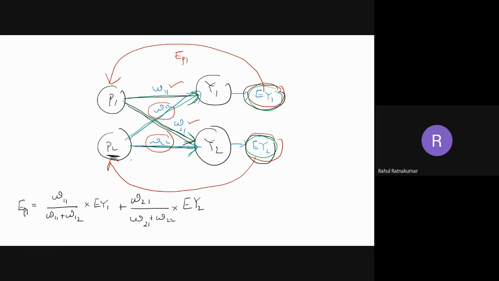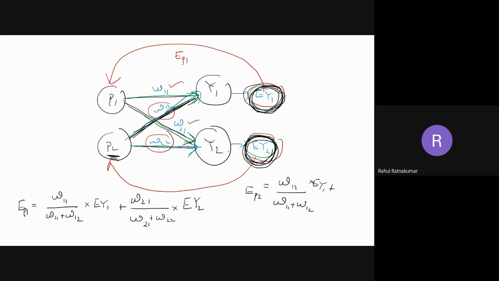Okay, likewise we can write the equation for EP2 also. Error due to the P2 is equal to W12 plus W12. We can see this now. This EP2 is also caused, this error EY1 is also affecting because of this weights W12 also. So I have to write like this: W12 divided by W11 plus W12 into EY1 plus, now the second one, EY2. The error is also EY2.